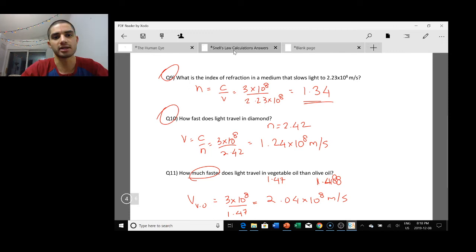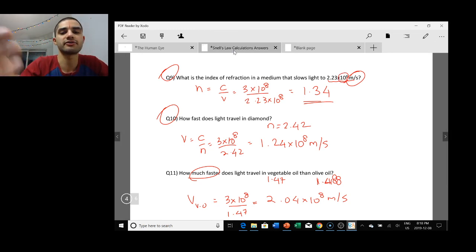Questions 9 and 10. What is the index of refraction in a medium that slows light to 2.23 times 10 to the 8 meters per second? When I give you a speed, how do you know it's a speed? First, the units are meters per second. Second, you'll see this times 10 to the power of 8. Speed of light is very, very fast, and it's often times 10 to the power of 8.